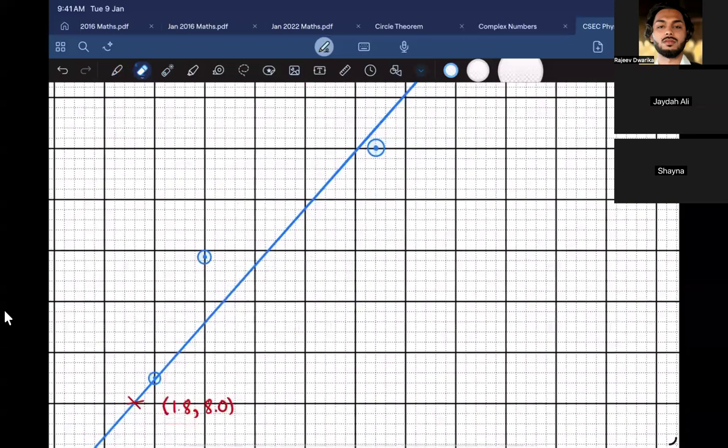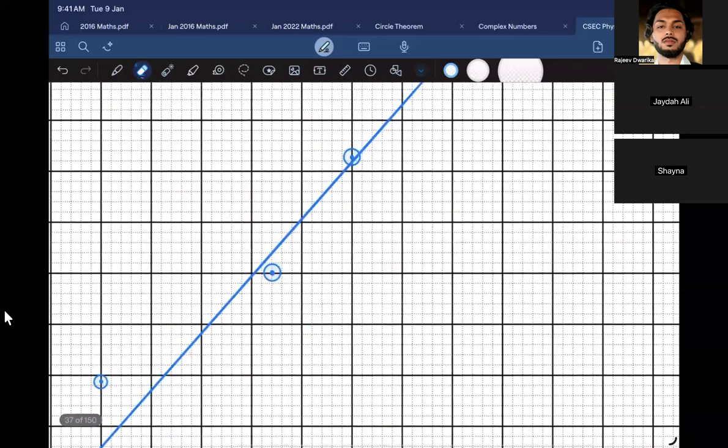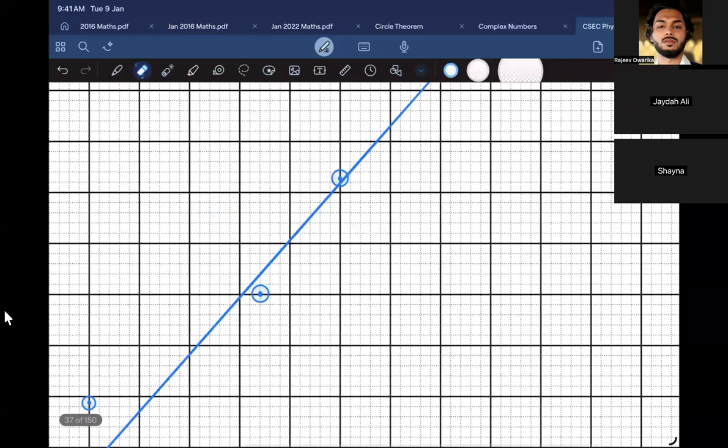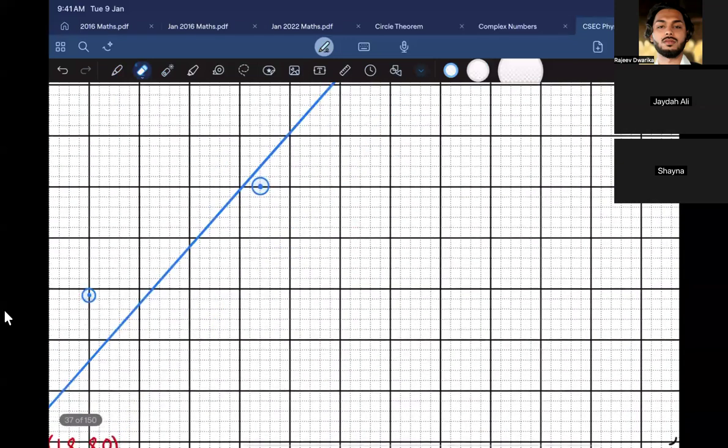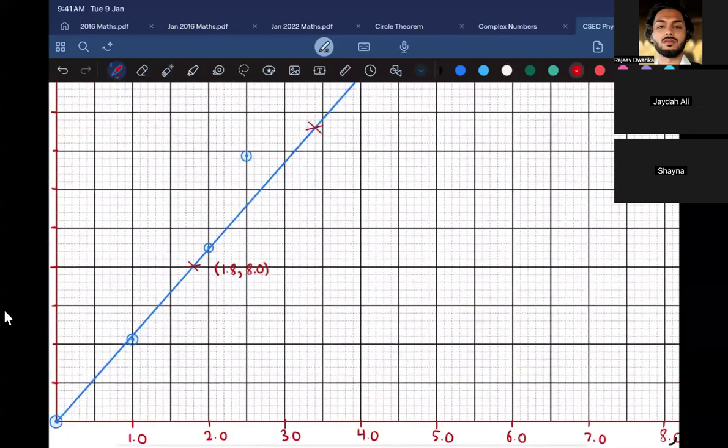Let's read off another point. If you look closely, let me see how good you are. Do you think you'd be able to read off this awkward point over here? If you want to read off that point, you would have to read off the X value first. And what's the X value?